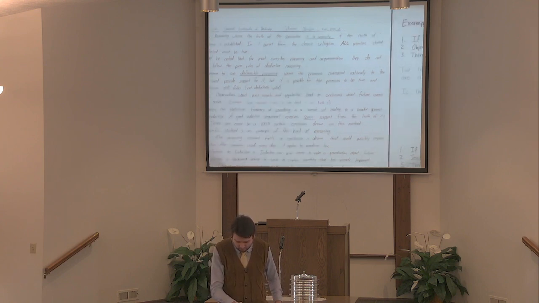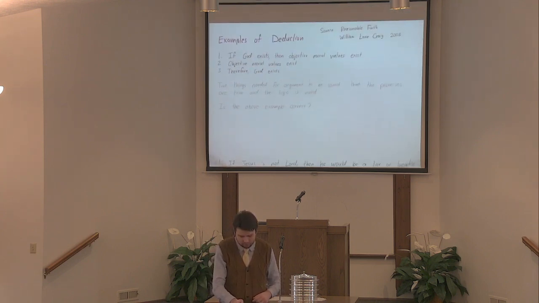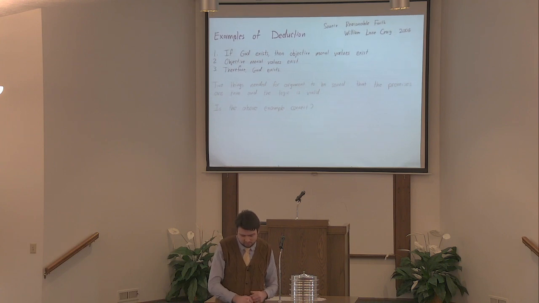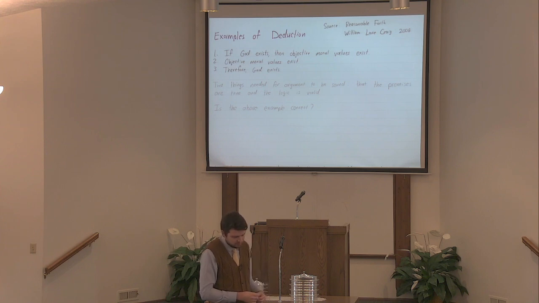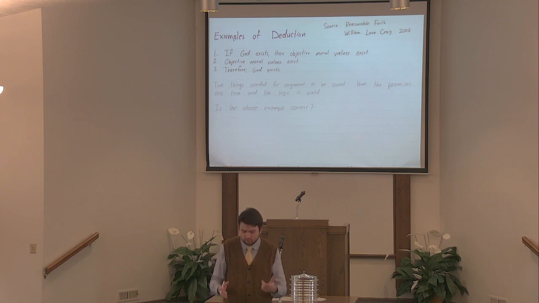I made some examples here of deduction, and I wanted us to look through these. So here's an example of a syllogism. These are from the book Reasonable Faith by William Lane Craig. Number one, if God exists, then moral objective values must exist. Number two, objective moral values do exist. Three, therefore, God exists. So remember, the two things that are required for a deductive argument to be sound is that the statements of the premises are true and that the logic is valid.